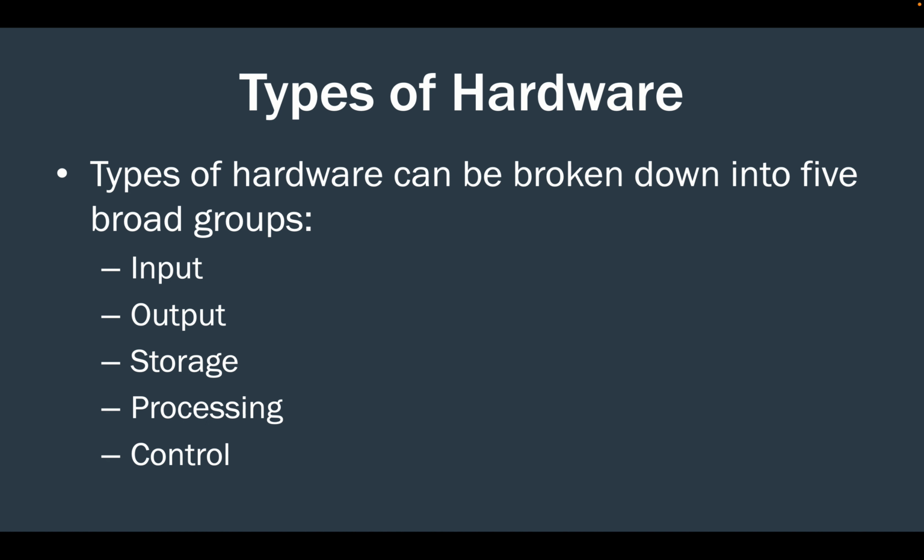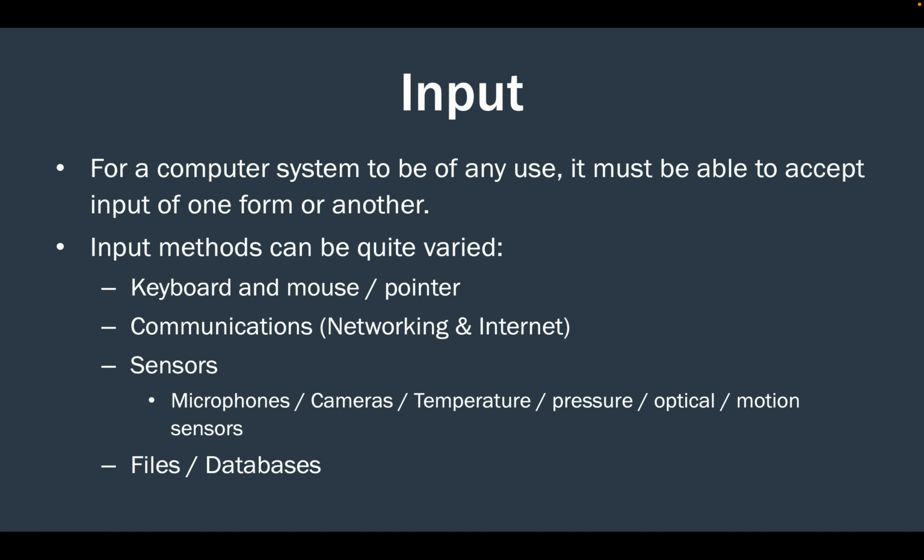We're going to look at the different types of hardware. So we're going to have 4 or 5 different groups of hardware. We're going to look at input hardware, output hardware, how things are stored, processed, and what controls the system. So when we talk about input hardware, we're looking at anything that puts data into the system.